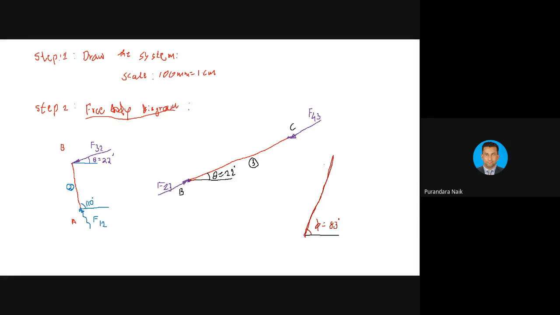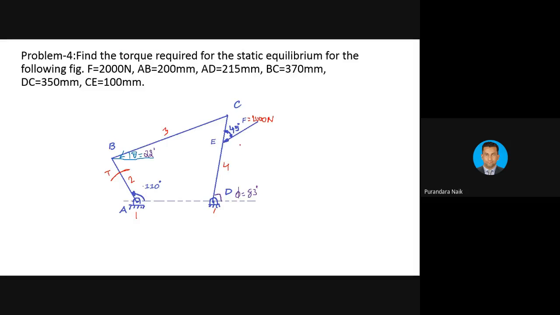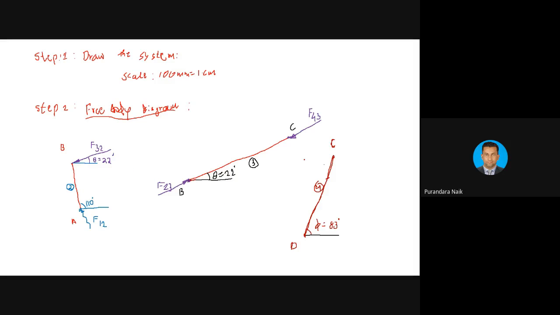What is this point? This point is D. This is point C. This is link number 4. But I have one more point E. E at 1 centimeter distance, right? 1 centimeter distance E.